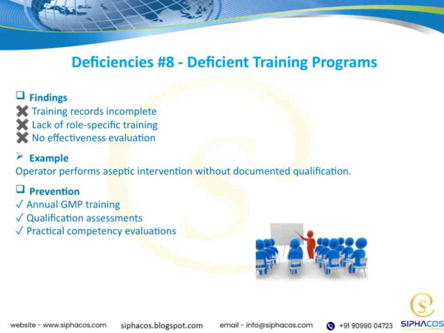Our findings reveal some clear gaps in training. Records are incomplete, and there's a lack of role-specific training tailored to what people actually do. Plus, no one's checking if the training is effective. For example, we saw an operator performing a critical aseptic task without documented qualification. To prevent this, we need annual GMP training, qualification assessments, and practical evaluations to prove competency. These steps address the 8th deficiency, deficient training programs, and help build a stronger, safer operation.